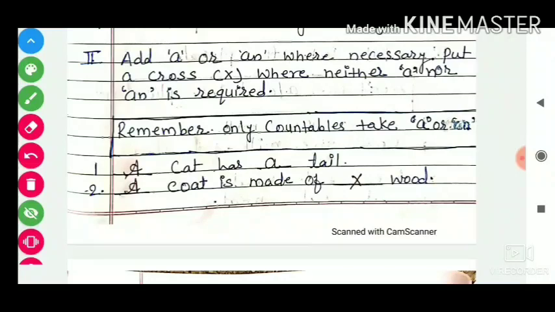Number 1: dash cat has dash tail. Cat starts with a consonant, so we use a cat has a tail. Tail starts with T, a consonant. A dash coat is made of dash wood. Coat starts with a consonant, so we use a coat, a singular countable noun. So a coat is made of dash wood. Here we should not use any article before wood because it is an uncountable noun.